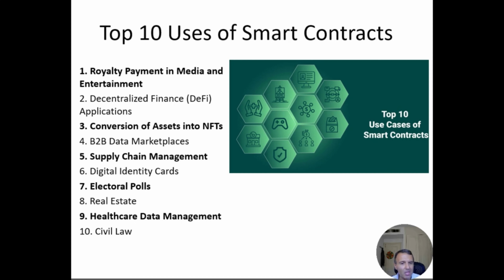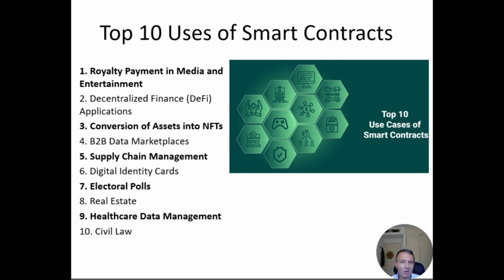Within the realm of supply chain management, an example there would be where a manufacturer uses a smart contract to manage its supply chain. So in this case, when raw materials are shipped by a supplier, the smart contract automatically releases the payment once the shipment is received and verified.